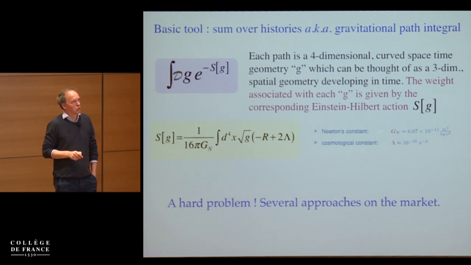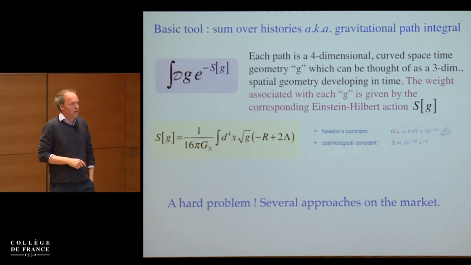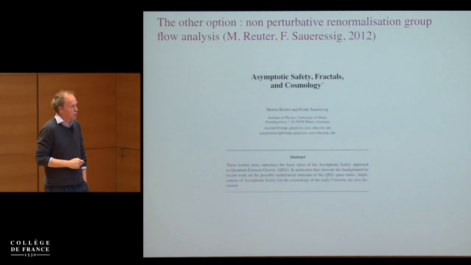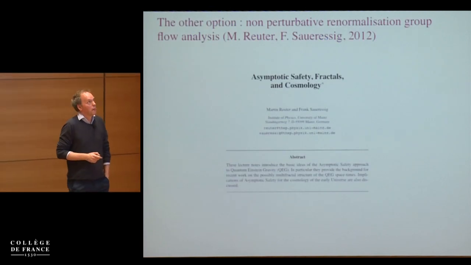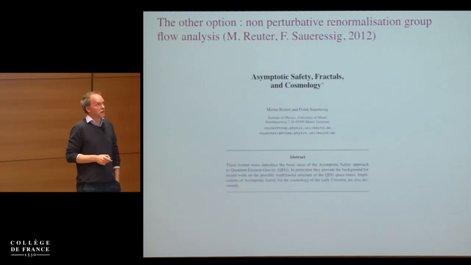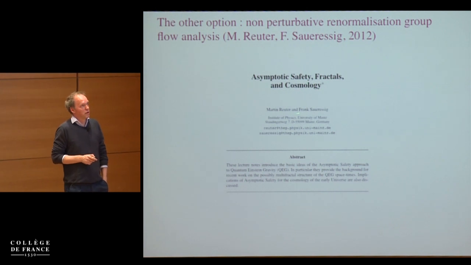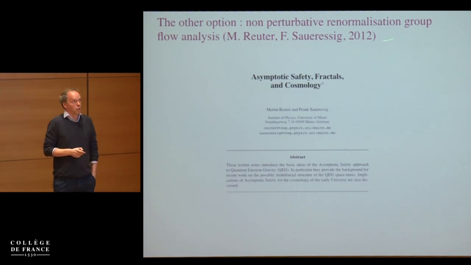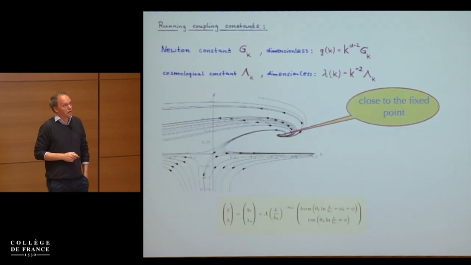One is the Newton constant, and one is the cosmological constant here. We said that it's a very hard problem. We said that there are several approaches on the market, and one of them was this asymptotic safety promoted by Martin Reuter and Frank Saueressig recently. And what I showed is that by doing a renormalization group for those two constants, they obtained this nice renormalization group picture with a fixed point here.